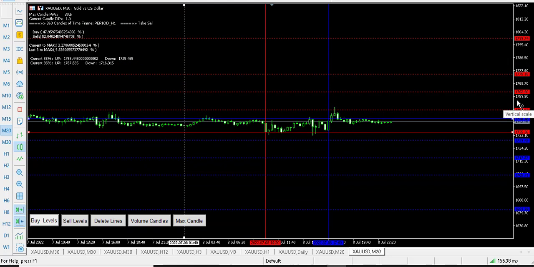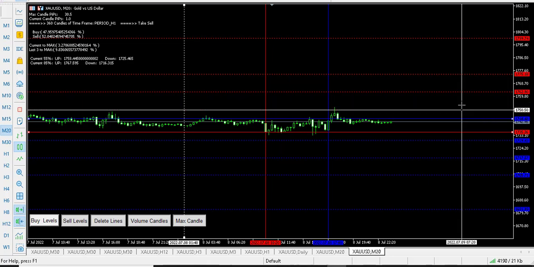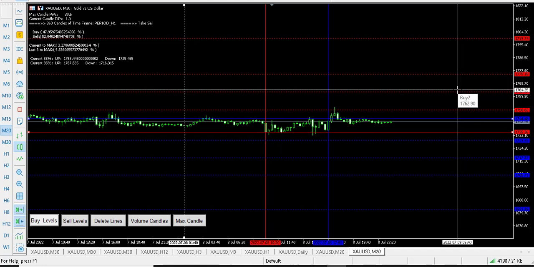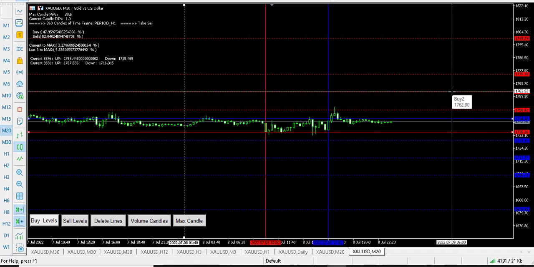Okay, these are the volume candles. Of course, if you sell here, this is the first buy take profit, this is the second one. If you sell here, you can take profit 50% here and then here, and you can set your stop loss at about 30% of the distance.